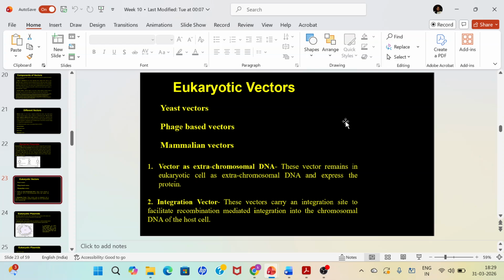If we talk about the eukaryotic vectors, then we have either yeast vectors, phage-based vectors, or mammalian vectors. Vectors are generally extrachromosomal DNA. They are not part of the main chromosomes, and there are also some integration vectors.